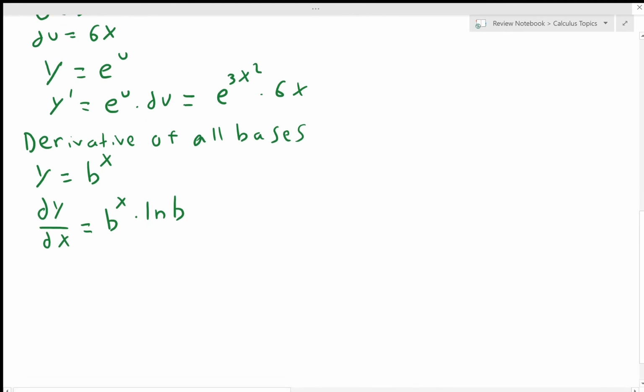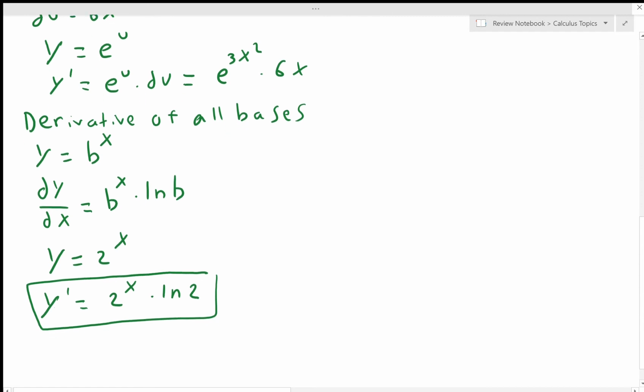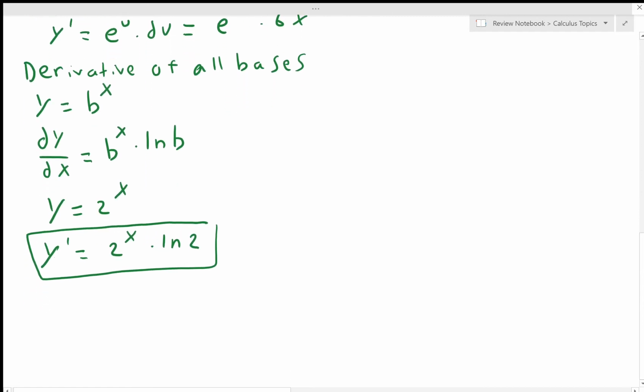So using this, let's say y equals 2 to the x. Alright, well our derivative would be 2 to the x times ln 2. Nice and easy. Let's make that a little harder. y equals 5 to the x squared.